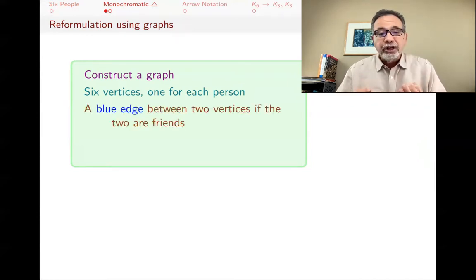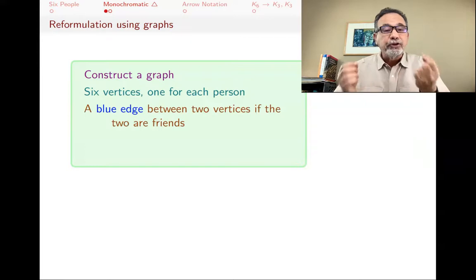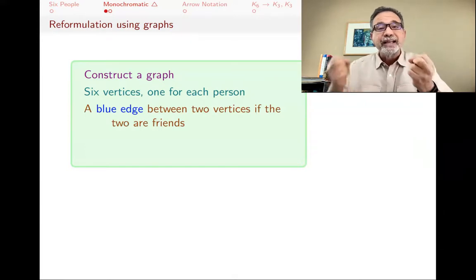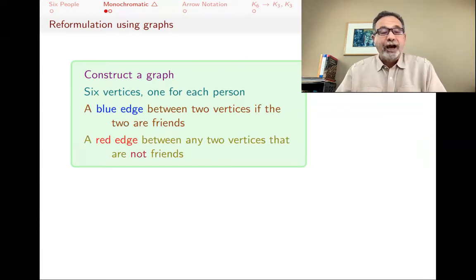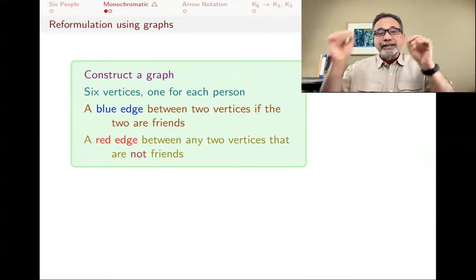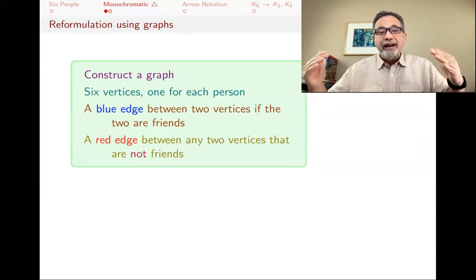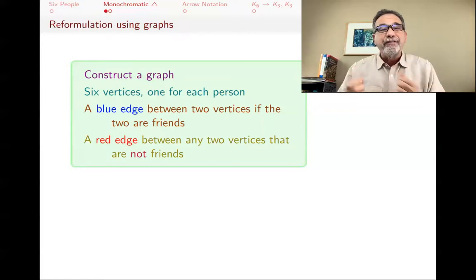I'm going to put a blue edge between 2 vertices if the 2 vertices are friends. Remember, each vertex represents one of the users, and I've got 6 of those. So if 2 of them are friends, I'll put a blue edge between them. And I will put a red edge if those 2 vertices are not friends. So I've got my 6 vertices, my 6 people, and I've made connections, edges between every pair of them. But some of those connections are blue, some of them are red. Blue represents friendship, red represents they don't know each other.